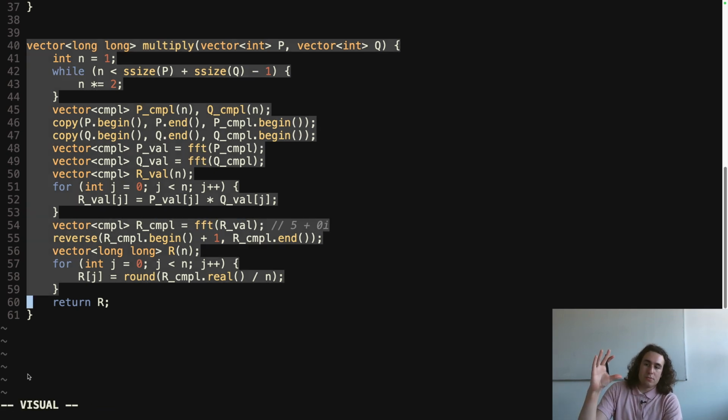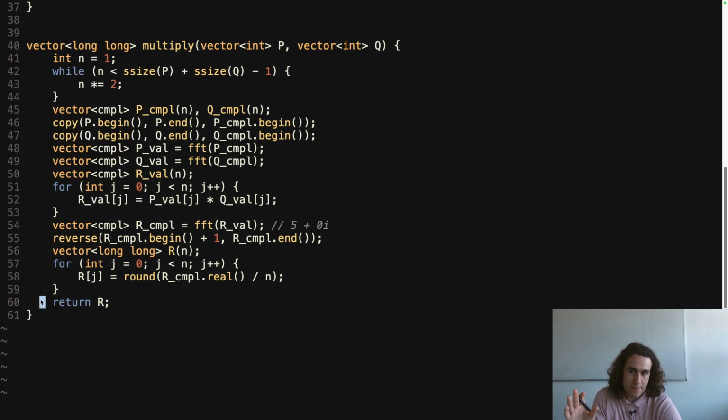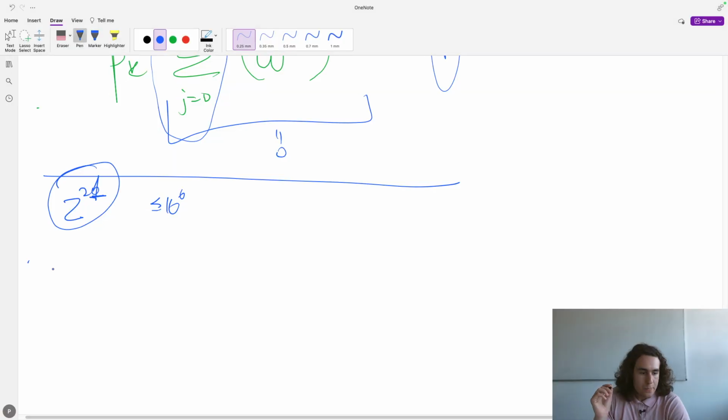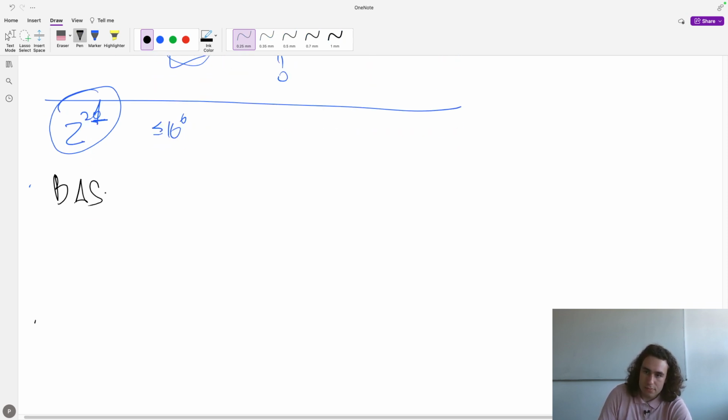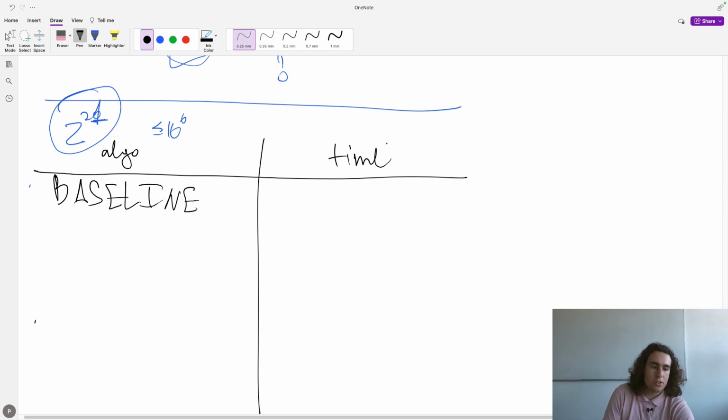So the whole multiplication, how much time does it take? I do not include the time that reading the input from the file and outputting the output takes. I only consider the time that this function takes, basically. So our basic implementation, I checked it beforehand. Baseline, let's say baseline. Let's say algo and time. Our baseline solution takes 7.1 seconds.